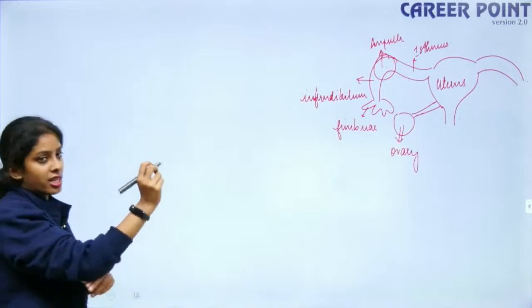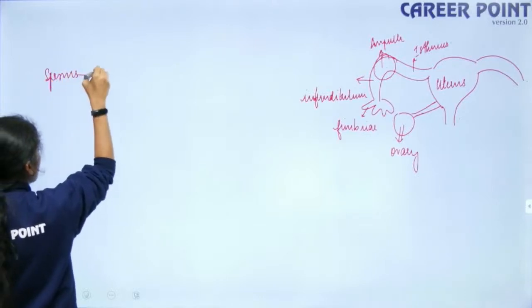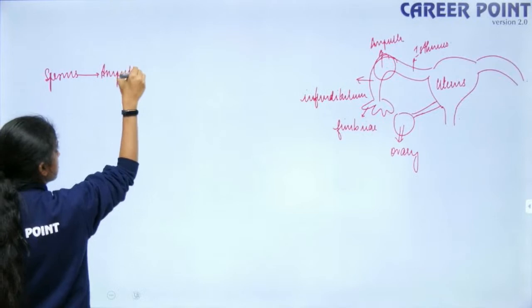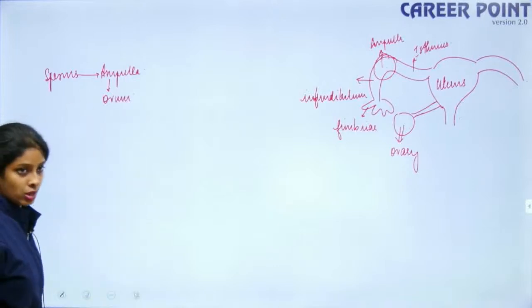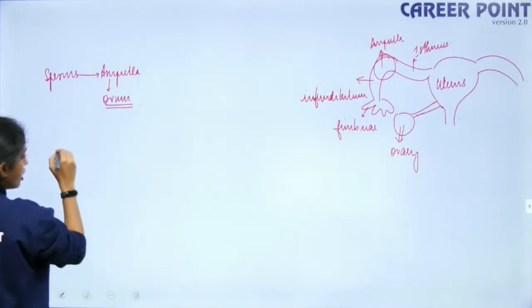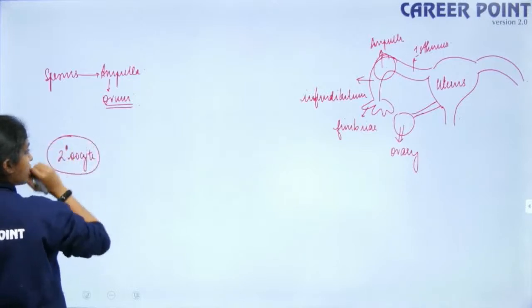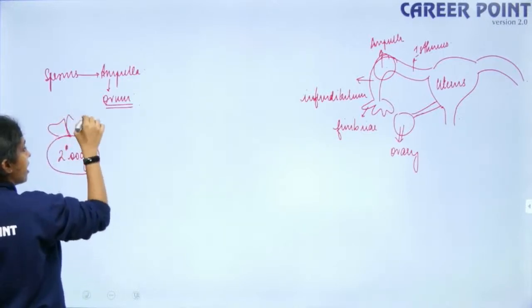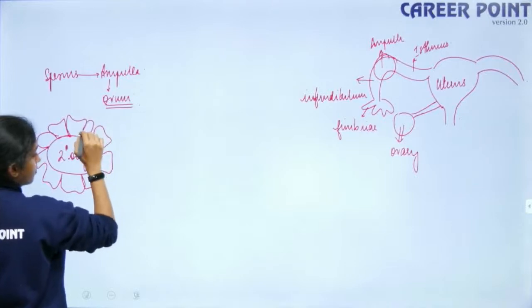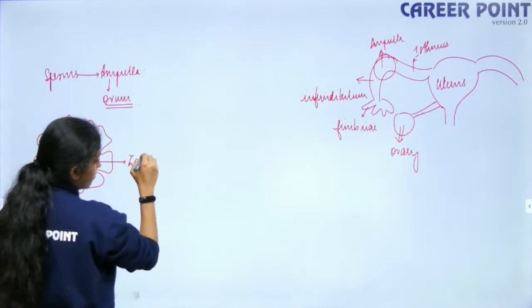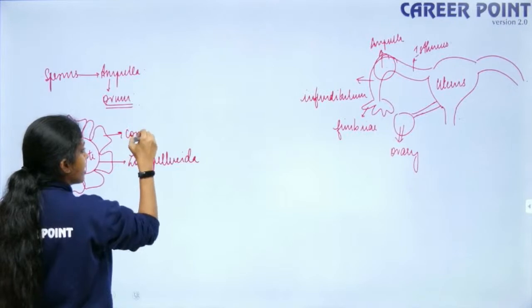So how does it occur? That is the next question. First we have your sperms. The sperms reach the ampulla. Assume the ampulla also has an ovum waiting there. Now how is the structure of our ovum? We have the secondary oocyte. The secondary oocyte is surrounded by a layer known as the zona pellucida. It is surrounded by a group of cells like this, which is known as the corona radiata. This is the zona pellucida, and this is the corona radiata.